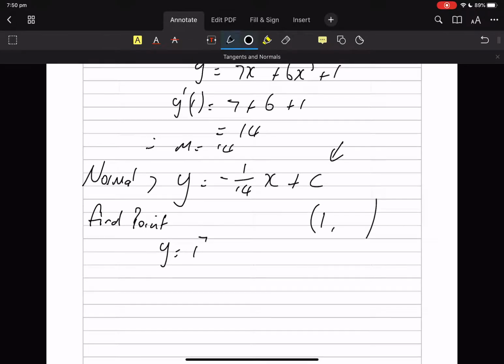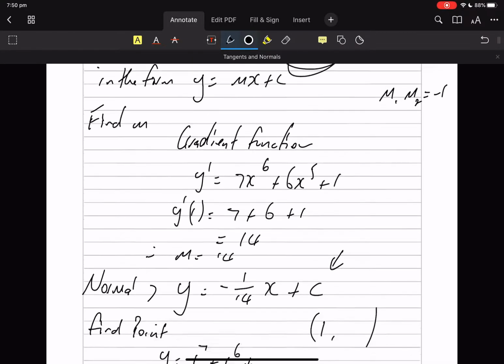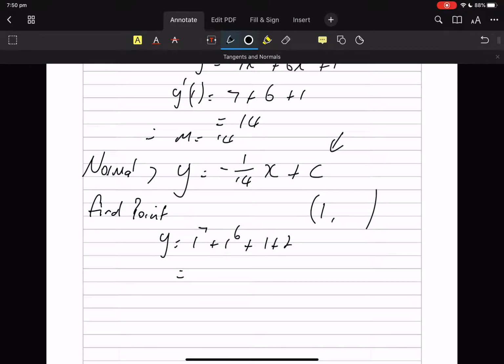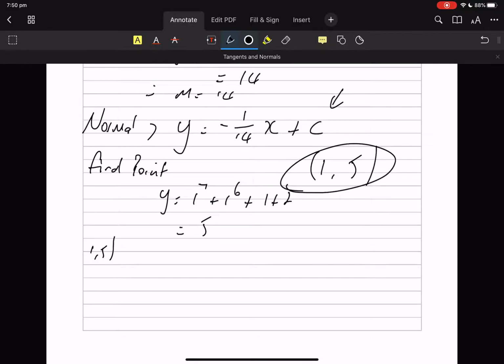So it's going to be 1 to the 7 plus 1 to the 6 plus 1 plus 2. 1, 2, 3, 4, 5. So it's the point 1, 5. 1, 5 lies on the normal. So by substitution, it's going to be y equals minus 1 on 14x plus c. This 1 will just be there, and that y will be 5, so c equals 5 and 1/14.